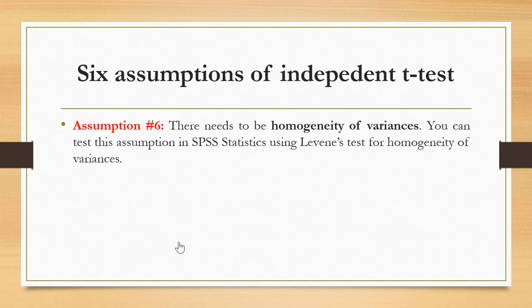Assumption number 6, there needs to be homogeneity of variance. The term is a Greek term consisting of homo, which means the same, and geneity, which means the same nature of variance. Here we are talking about variances, standard deviation, etc. You can test this assumption in SPSS statistics using Levene's test for homogeneity of variances. When we conduct an independent samples t-test, you are going to have this test, and we are going to show you how we can interpret the results for it.